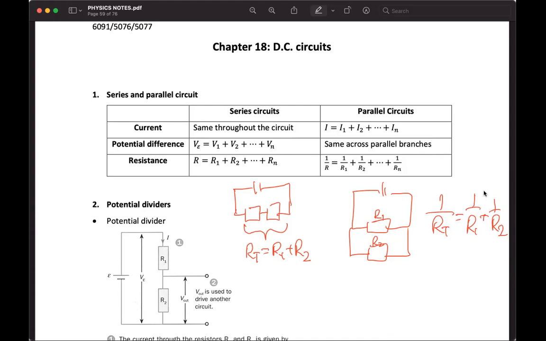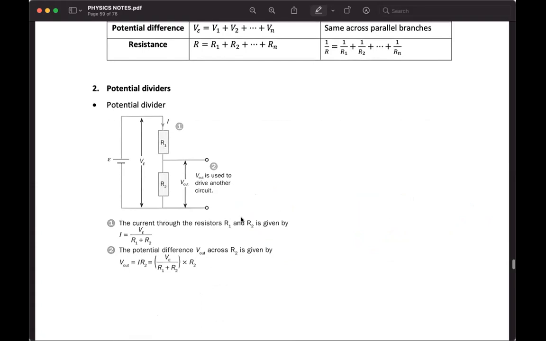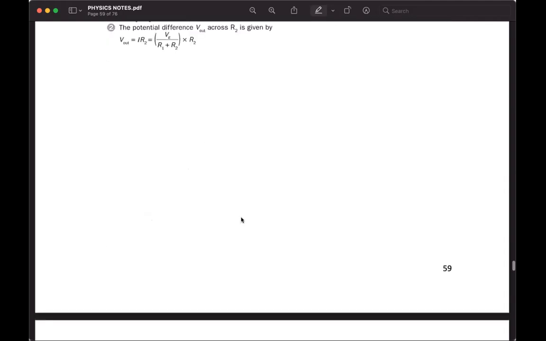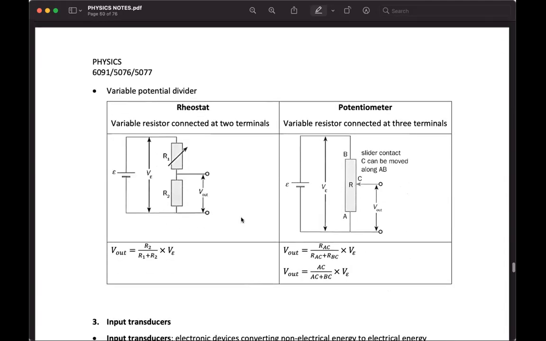Okay, so this is the thing about series and parallel. Then we need to apply V equals IR based on what we understand here. Then what is a potential divider? Okay, what is a potential divider? Let me show it to you.